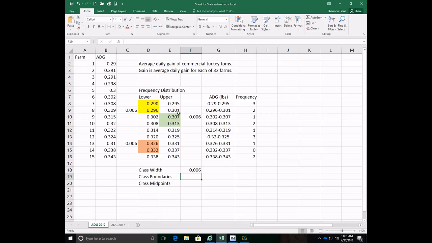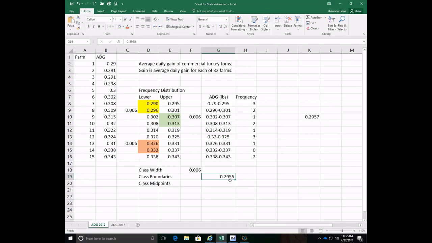The boundaries typically are just the midway point between an upper limit and the next lower limit. So the midway point between 0.295 and 0.296 would be 0.2955. And it's also the value at which I quit putting numbers in one class and start putting them in the other. So for example, if I had a number in my data set of 0.2957, I would round that up because the 7 says round that up to 6 and count it in here.